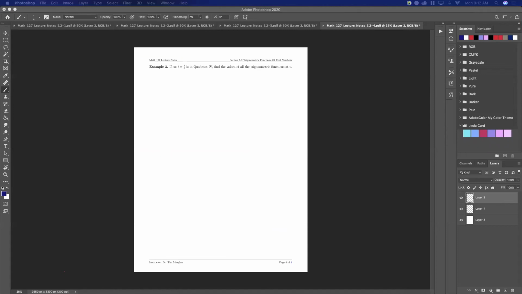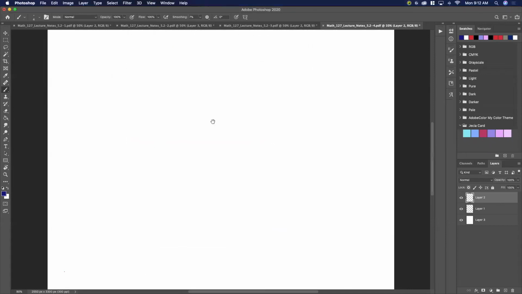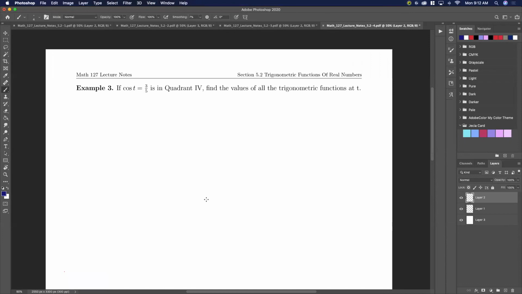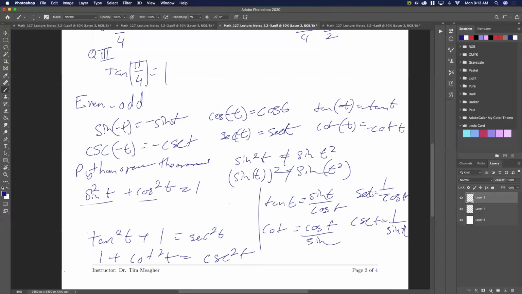All right, so let's do this nice and slowly. Let's pretend cosine of t is 3/5 in quadrant 4. Find the value of all the trigonometric functions of t. So what am I going to do here? The first thing I want to do is find the value of cosine of t and sine of t. Because if I have those, I can figure out everything else from this list. I can just calculate everything else, and that's what we're going to try to do.